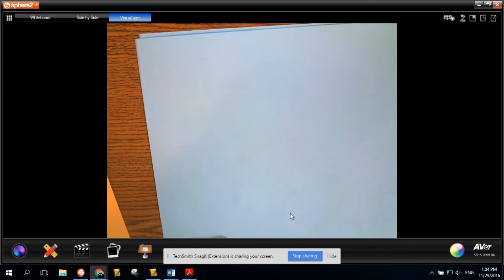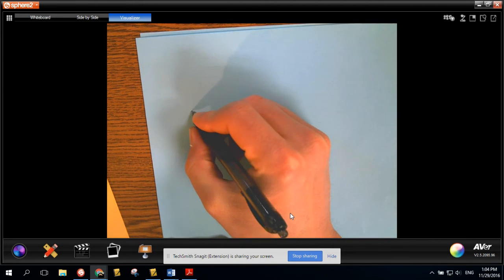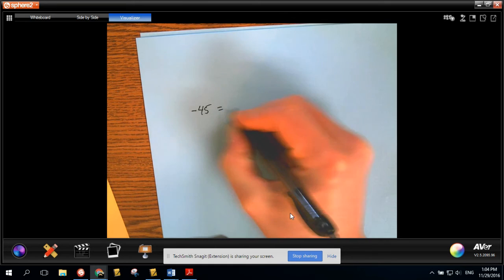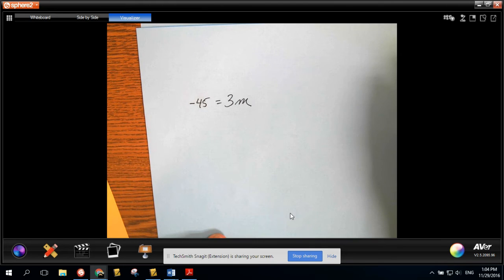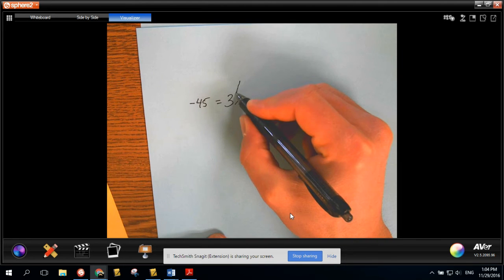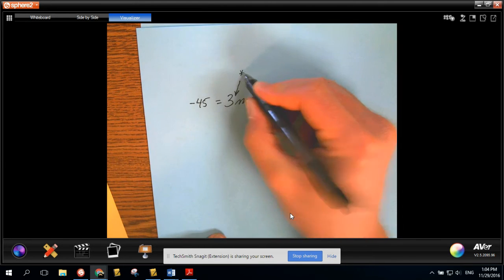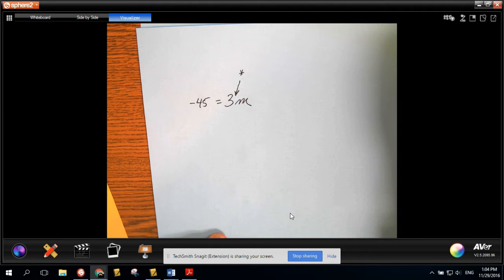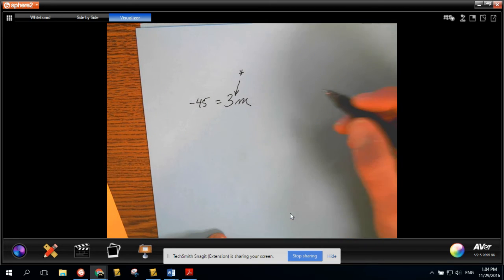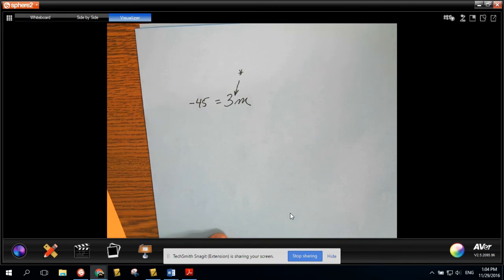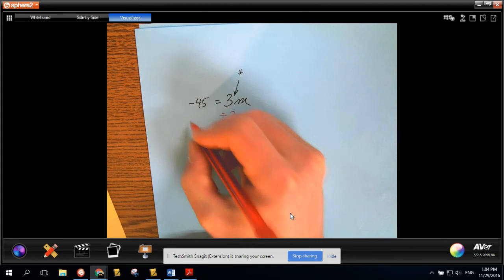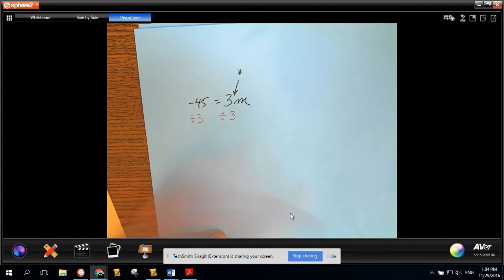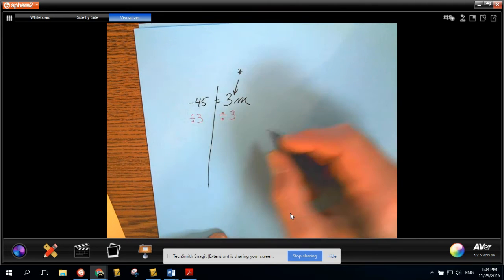multiplication. So let's do negative 45 equals 3m. Okay, now even though we don't see it, there is actually a multiplication symbol in between the variable and the number here. So the way that we undo multiplication is to divide. So we can do divide by 3 on this side, and whatever we do to one side of the equation, we have to do to the other.